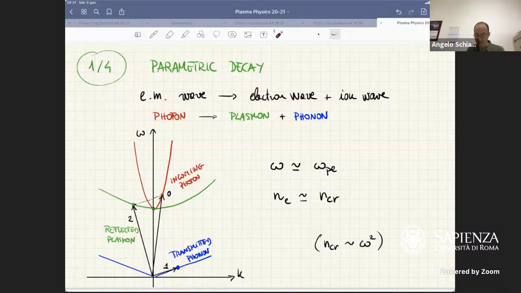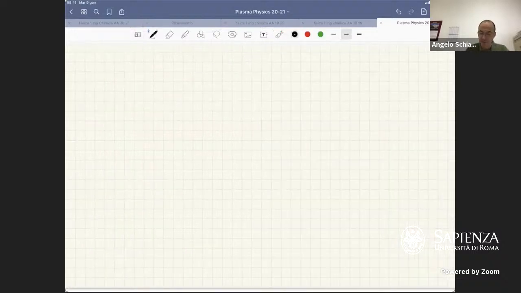So very close to where actually the light cannot propagate anymore, and has a frequency close to the plasma frequency, so that it can be coupled to a low frequency wave that is represented by the phonon. But this is an example. Let's try to understand better using a second example. So let's go and see the second example, the two plasmon decay.